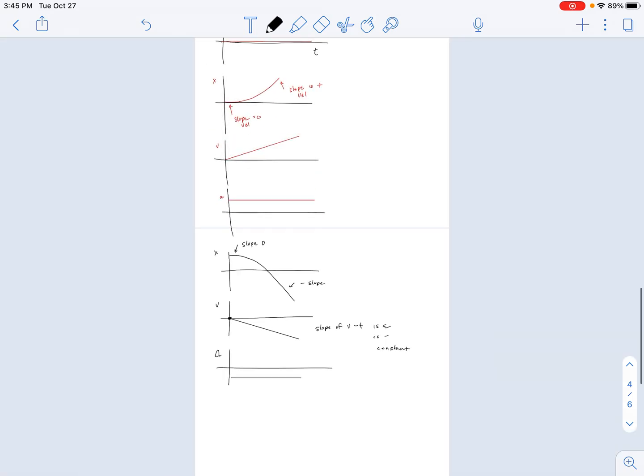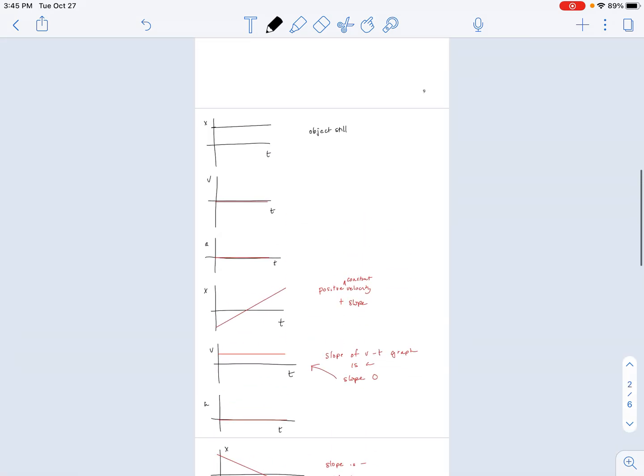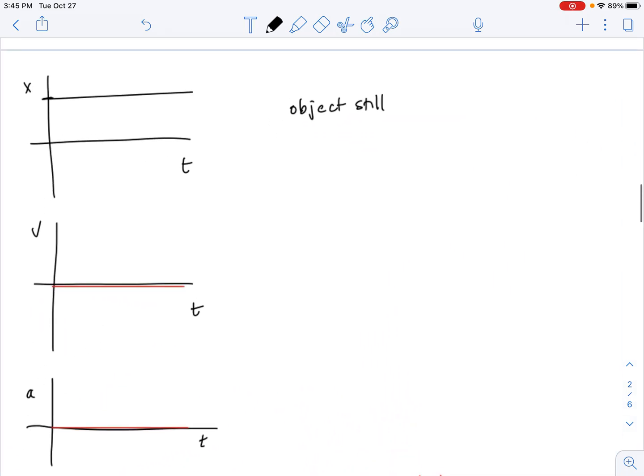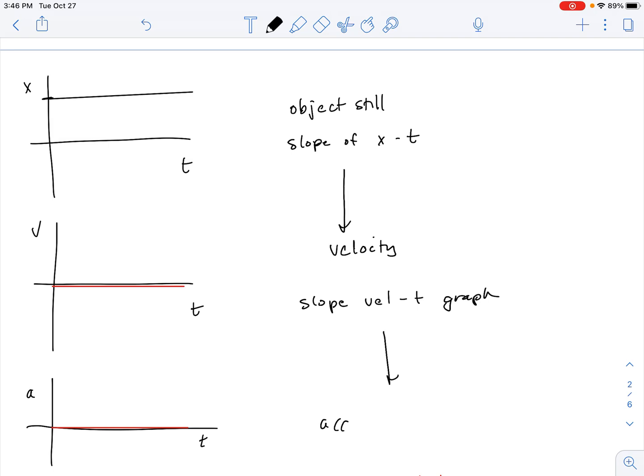So with all of these situations, let's go back to where we started. We look at the slope of a position time graph, that gives us velocity. The slope of a velocity time graph gives us acceleration. That's it for today's notes.